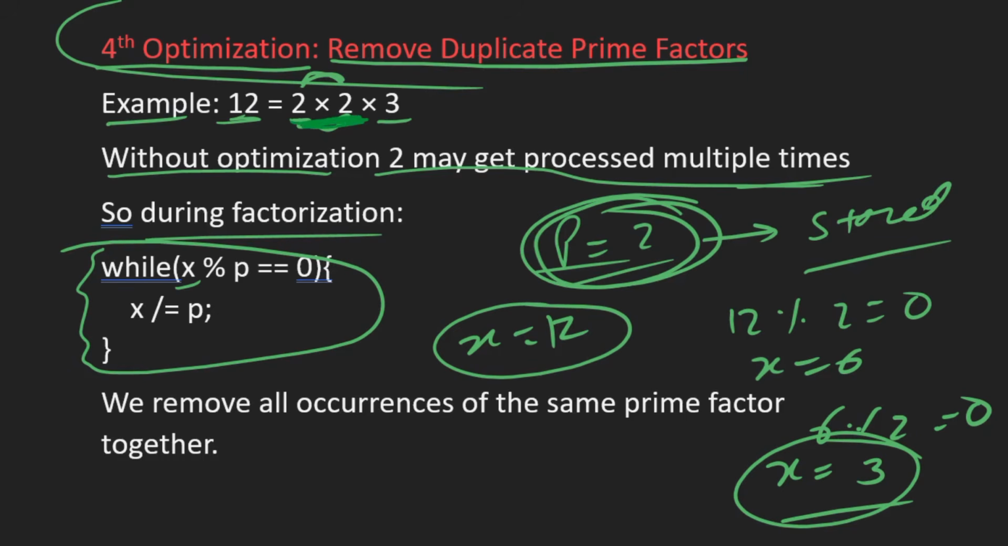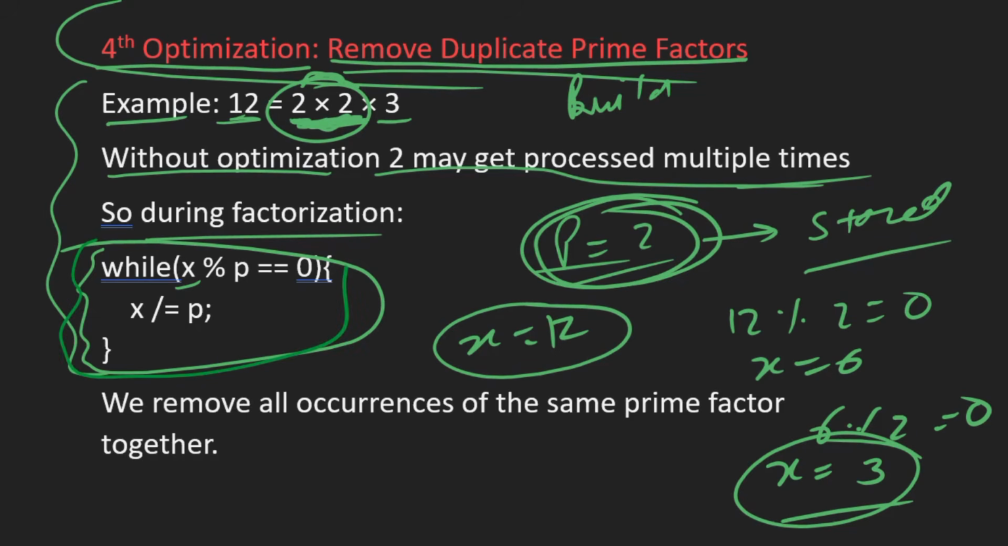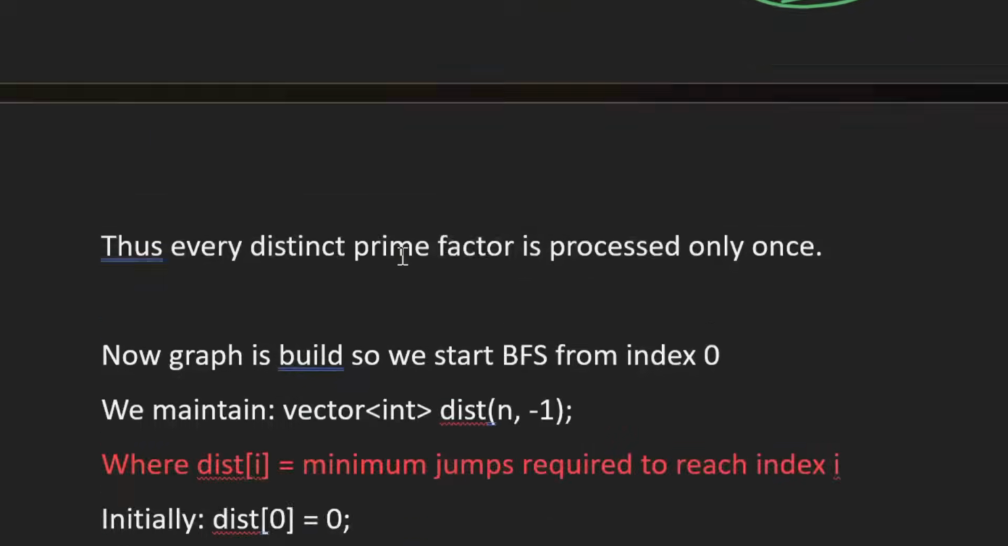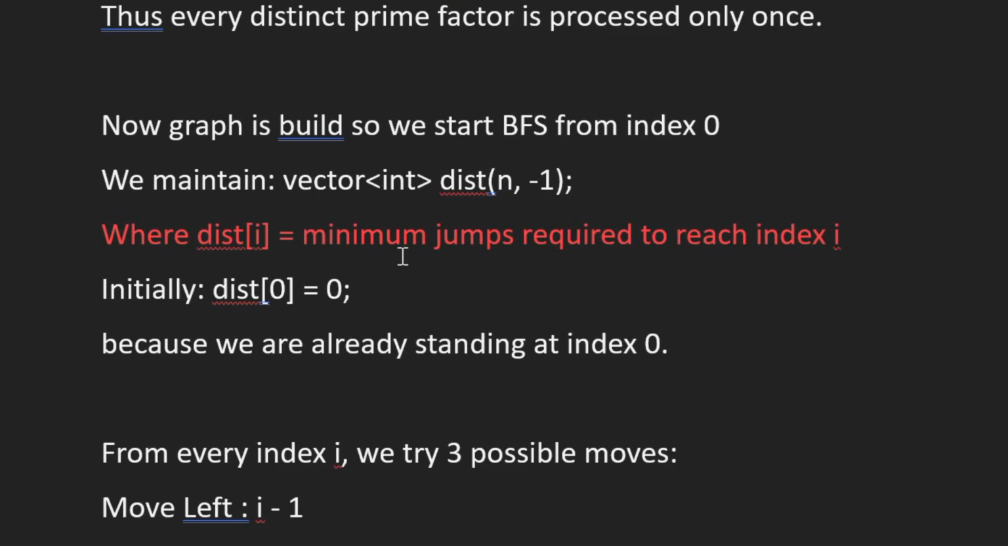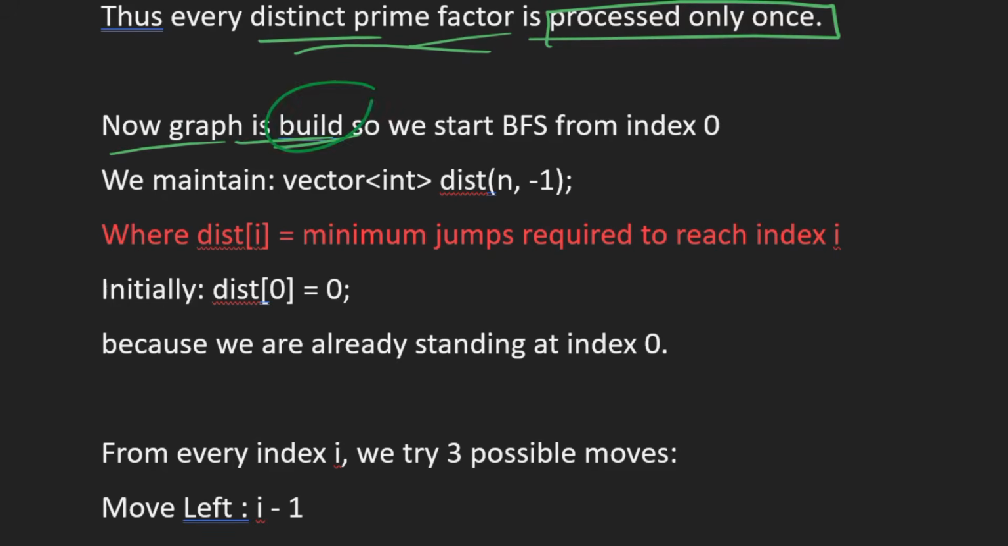So this 2 was appearing 2 times, so we remove the duplicate prime factors while building the mapping. We remove all occurrences of the same prime factor at the same time when we store it. That means every distinct prime factor is processed only once. So now our graph is built.